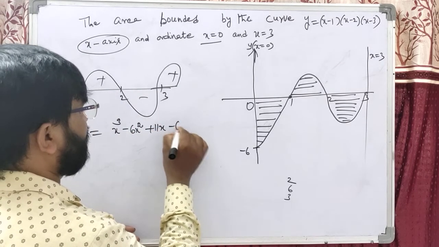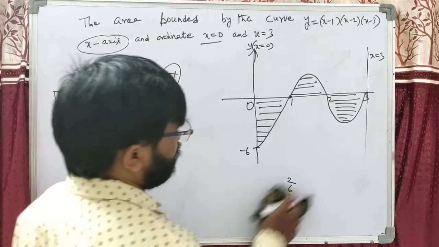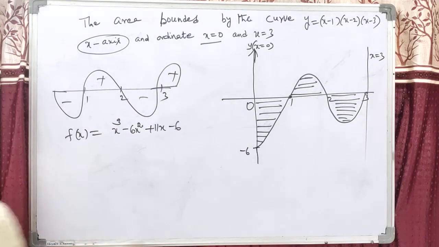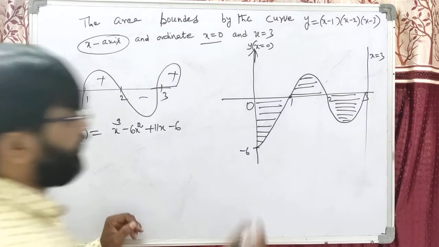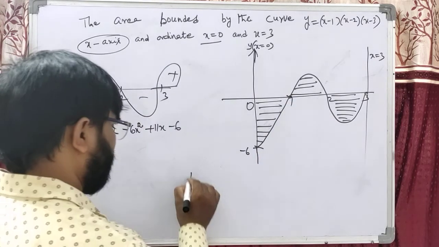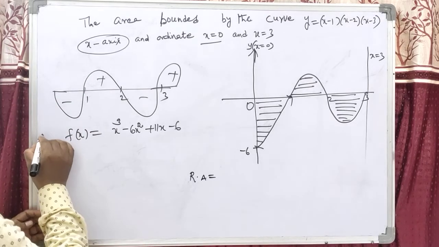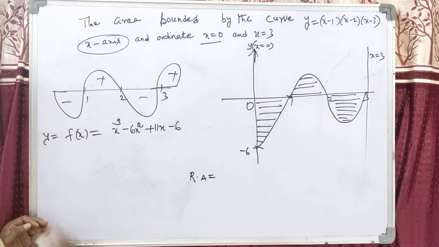11x, finally minus 6. Okay students, this is the f of x. So students, here the f of x is bounded by first f of 0 to f of 1. We can write the required area, dear students. The required area when we are taking this is y.